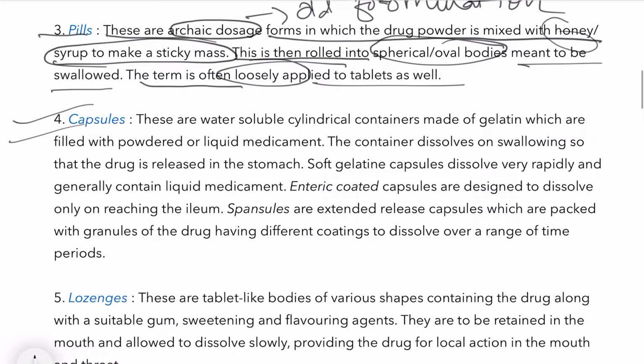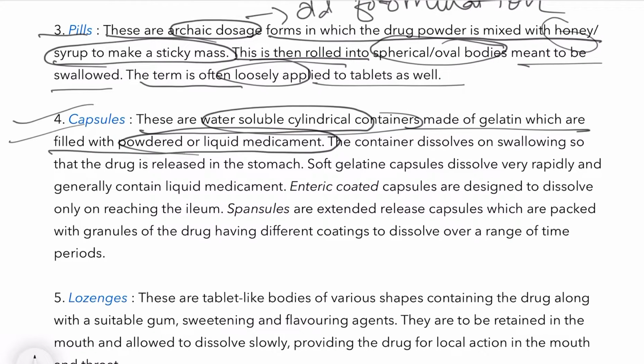Another form of solid dosage form is capsules. These are water soluble cylindrical containers made of gelatin which are filled with powdered or liquid medicament. Like Vicks capsules, which are in liquid form, then any kind of tablets related to acidity like rabeprazole and so on are in the powdered form or even in small tablet forms. The container dissolves on swallowing so that the drug is released in the stomach. As you swallow, the container will dissolve.